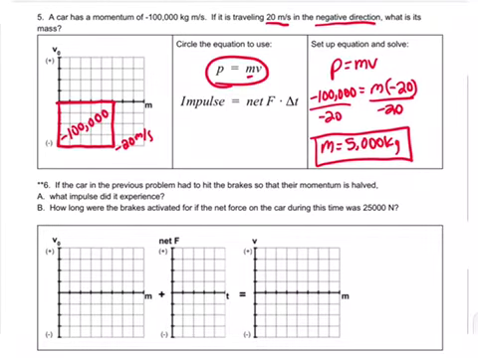If you want, you can go back in my key, which I'll post after these are due. You'll see that I do go back and label it. You don't have to, but I did. Okay, so there's question 5.